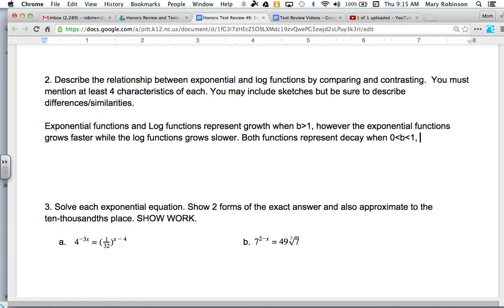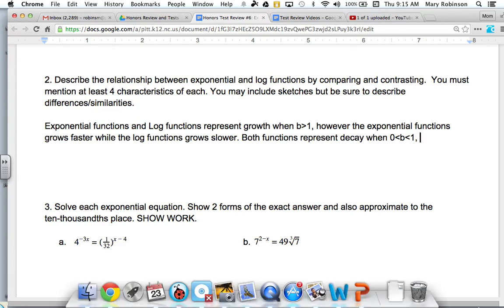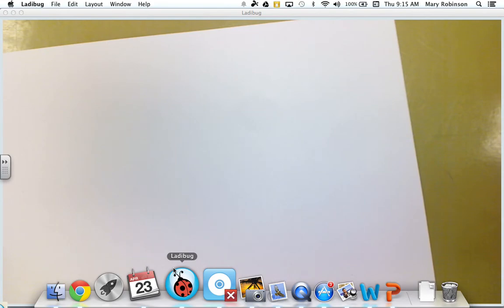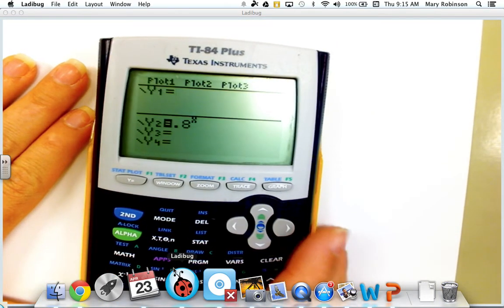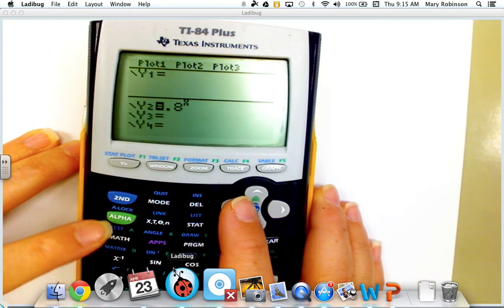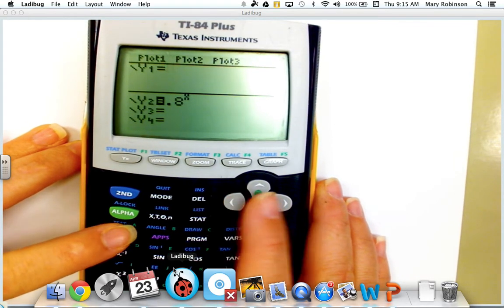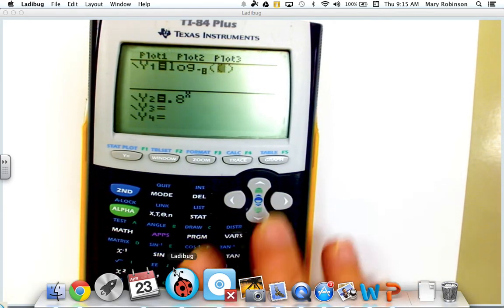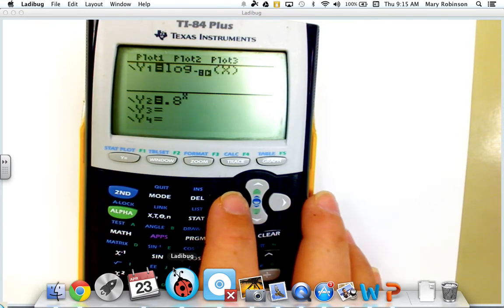Let's see, if we were to type in a value for b in our calculator, so if I were you, I'd get out the calculator and type in log base 0.8 of x and then 0.8 to the x. So let me switch real quick to the Ladybug. If we were to type in, and remember we can do it a couple different ways. We can do log of x divided by log of 0.8, or we can go to math and choose log base by arrowing up and then make our base 0.8. So, oops, I'm sorry, not negative 8.